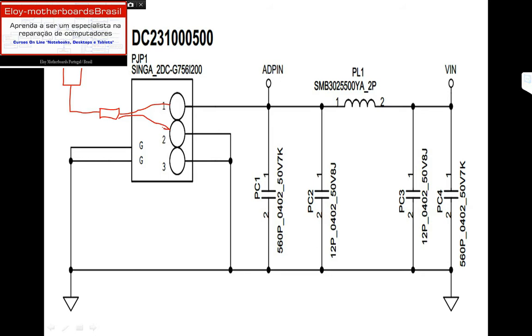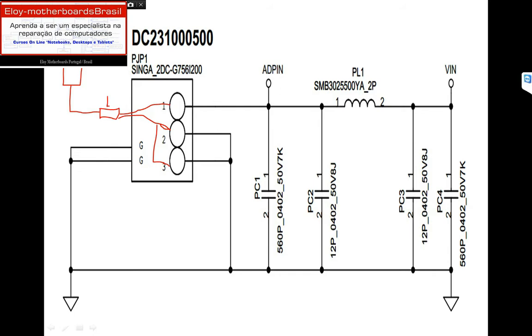This is GND and this is GND. This is an inductor, this is L for inductor. This is the converter, and this is the plug.